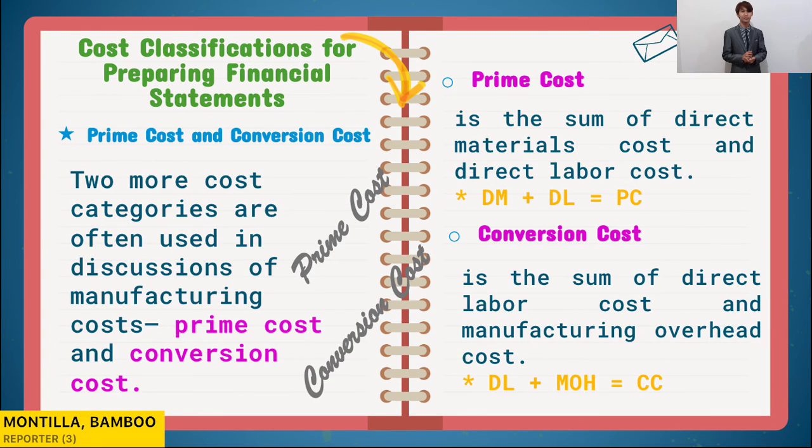And now, this topic also tackles the prime cost and conversion cost. Two more cost categories are often used in discussions of manufacturing costs. That's our prime cost and conversion cost. Prime cost is the sum of direct materials cost and direct labor cost. On the other hand, conversion cost is the sum of direct labor cost and manufacturing overhead costs.